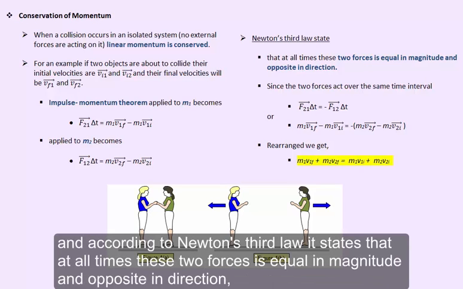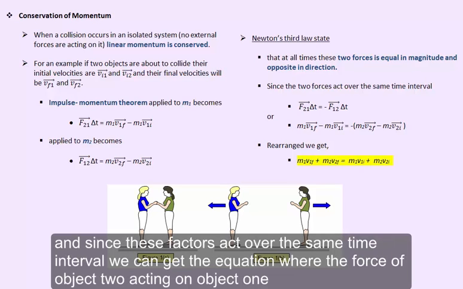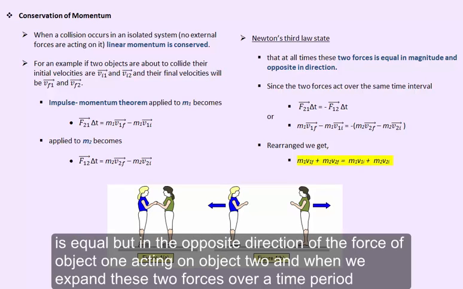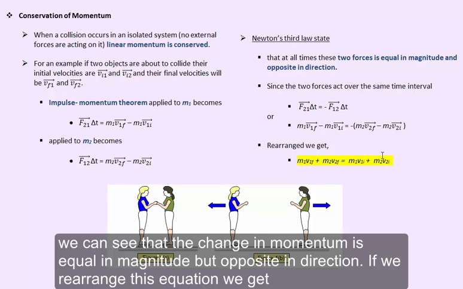According to Newton's third law, at all times these two forces are equal in magnitude and opposite in direction. And since these forces act over the same time interval, we can get the equation where the force of object 2 acting on object 1 is equal but opposite in direction to the force of object 1 acting on object 2. And when we expand these two forces over a time period, we can see that the change of momentum is equal in magnitude but opposite in direction.